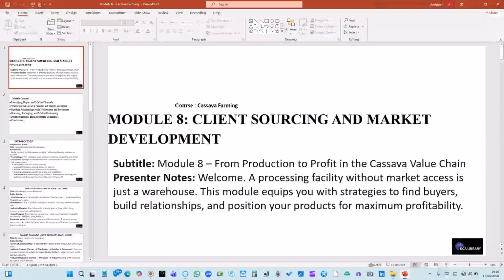Welcome. A processing facility without market access is just a warehouse. Therefore, this module equips you with strategies to find buyers, build relationships, and position your product for maximum profitability.